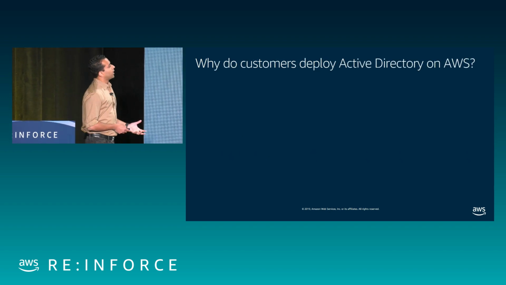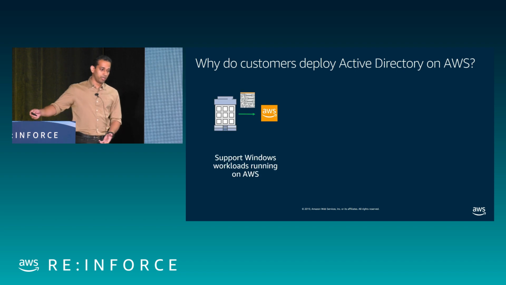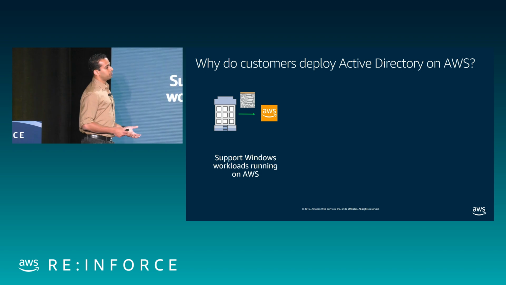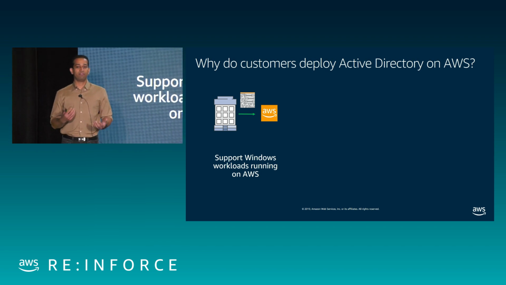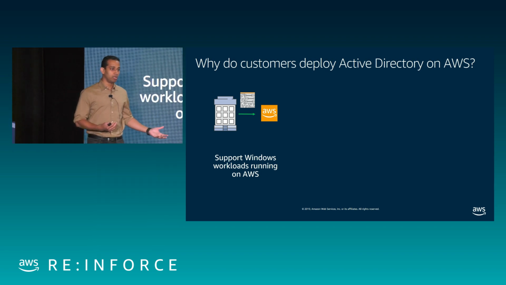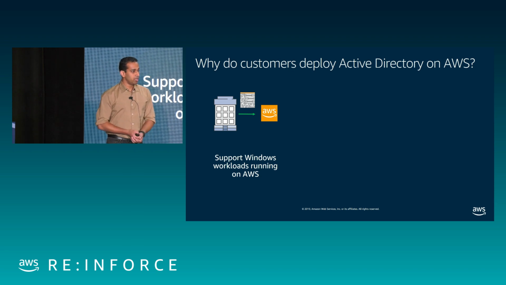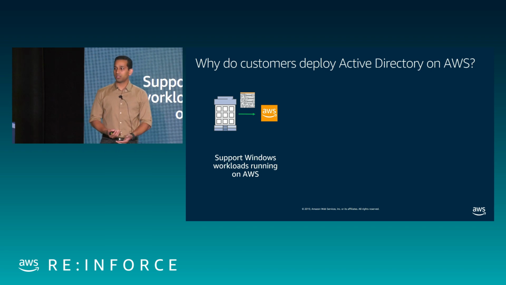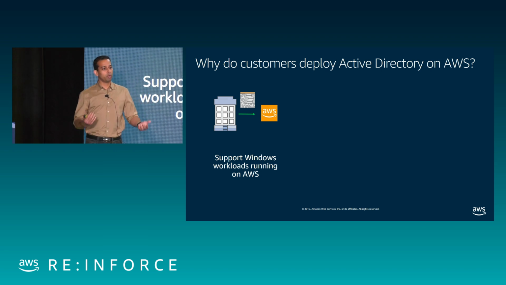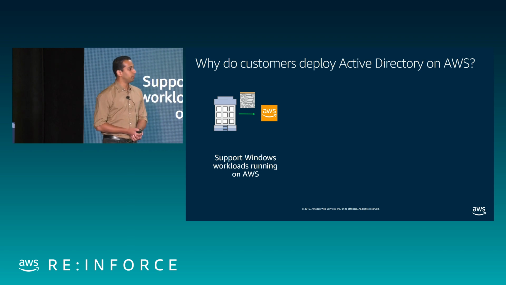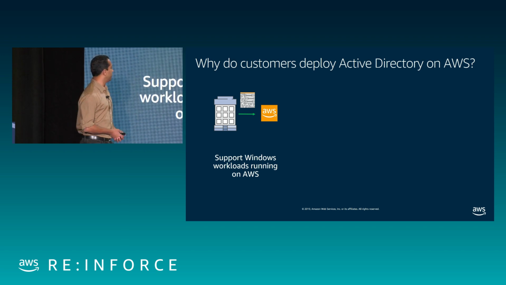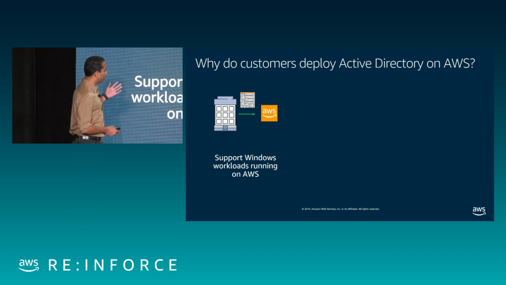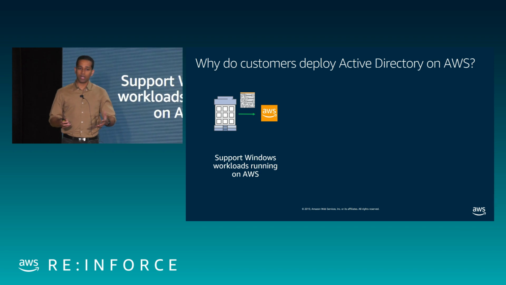So why do customers deploy Active Directory on AWS, right? First thing is supporting Windows workloads on AWS. There are a lot of customers that use Windows, and they have a lot of investments in Windows. They've been using Windows for a while, also have skill sets in Windows, right? So when these customers migrate to cloud, they deploy these Windows servers either as a lift and shift mechanism, or even when they deploy new applications, they deploy on a platform that's familiar to them, and they have the knowledge of how to maintain and run. So one of the biggest reasons people deploy AD on AWS is to support these Windows workloads that are running on AWS.